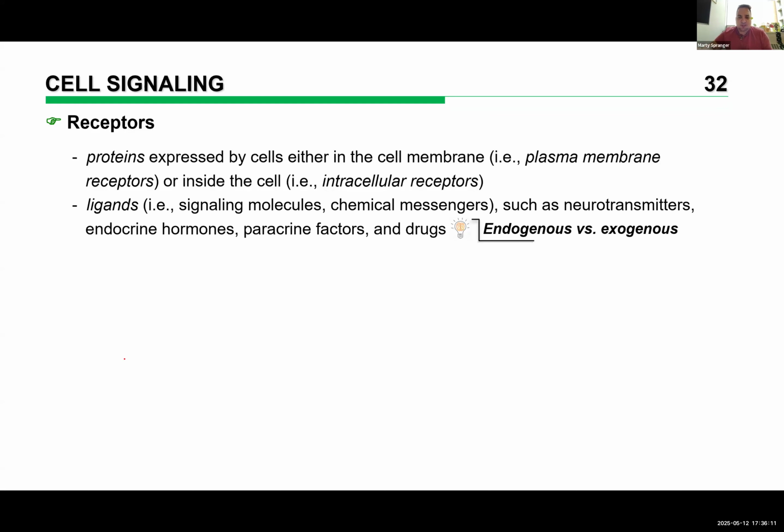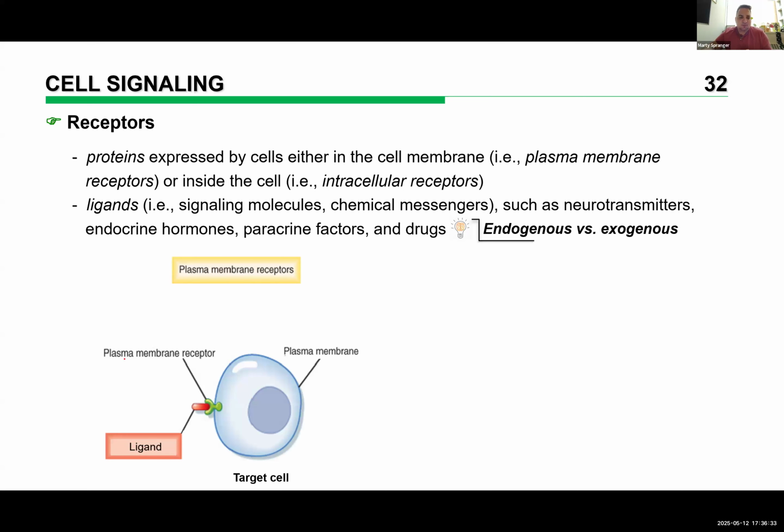You should know the difference between endogenous and exogenous. Endogenous would be something native to the human body. So it's a ligand that's normally in your body. But maybe you're going to take a drug to try to block a receptor. That would be something exogenous. So you're taking something from the outside of the body and putting it into the body.